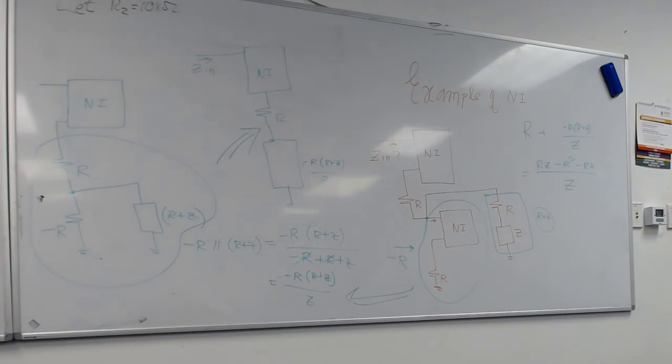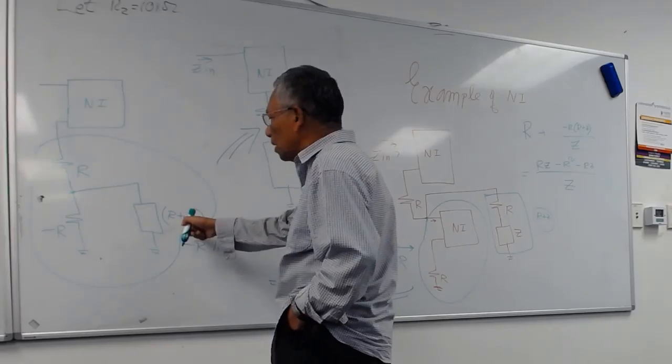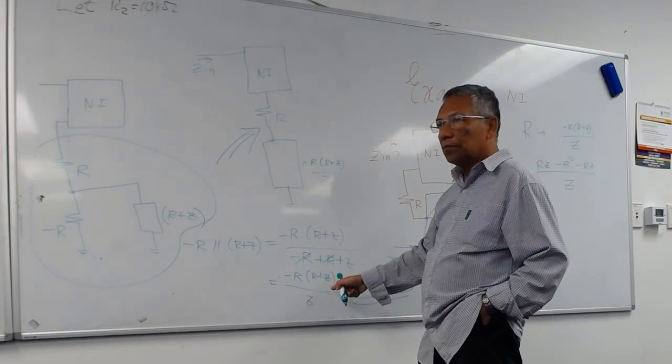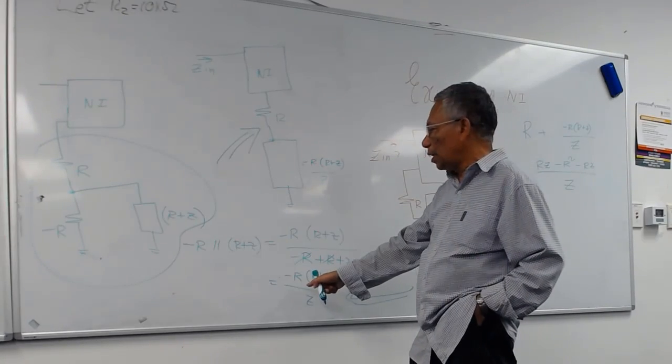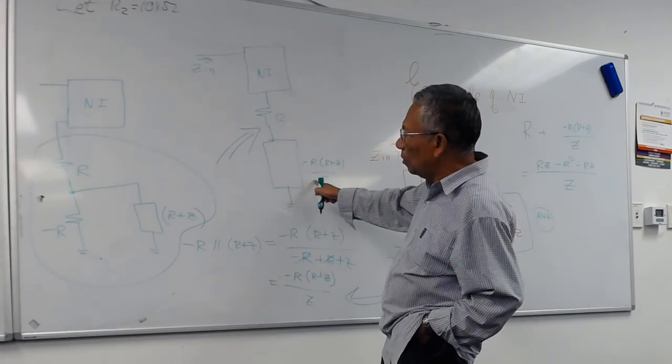What happens to the negative in parallel? Yeah, I have done this here. Negative R in parallel with R plus Z. So this is equal to this. Now this thing is here with your R here.